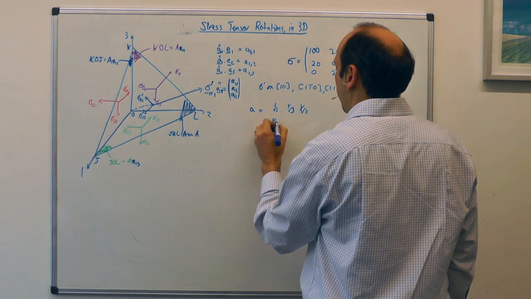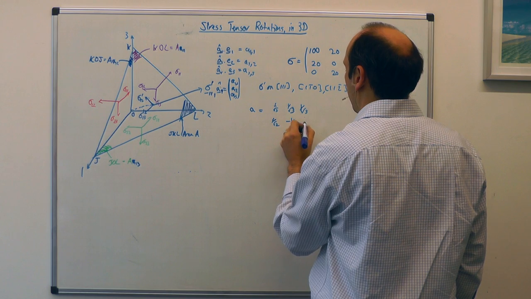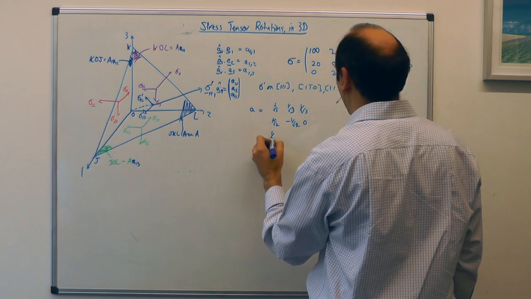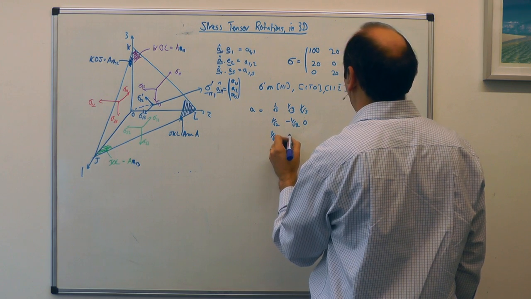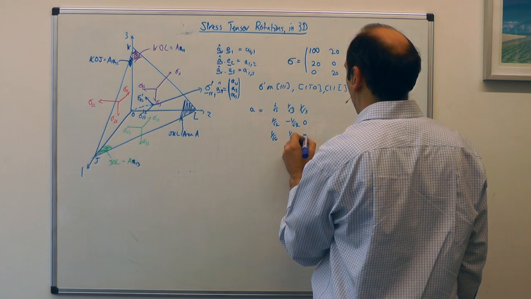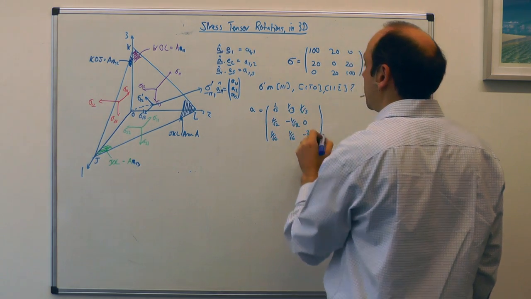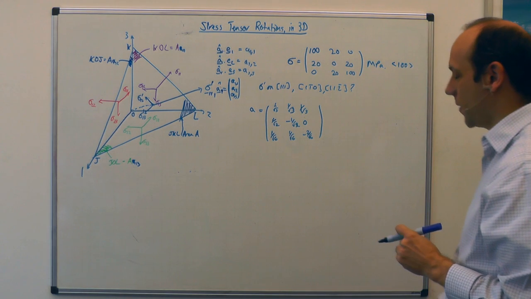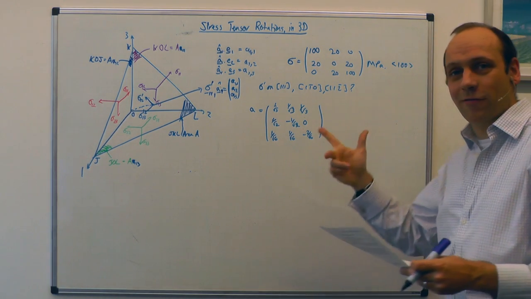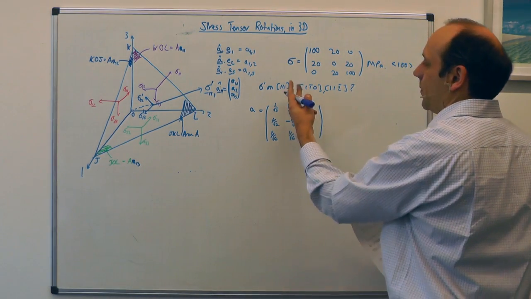Then we've got 1/√2, minus 1/√2, 0 for the second one. And this has a length 6, so this is 1/√6, 1/√6 and -2/√6. And notice these are genuinely normal to each other. I've also made sure they're a right-handed set, because otherwise I'd have to flip two of them around.